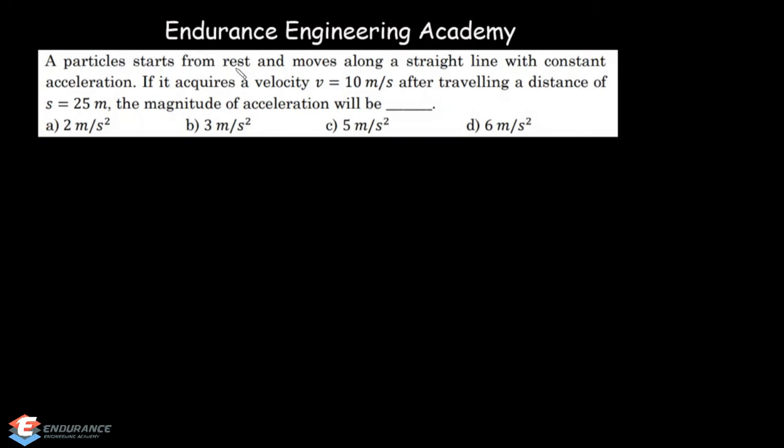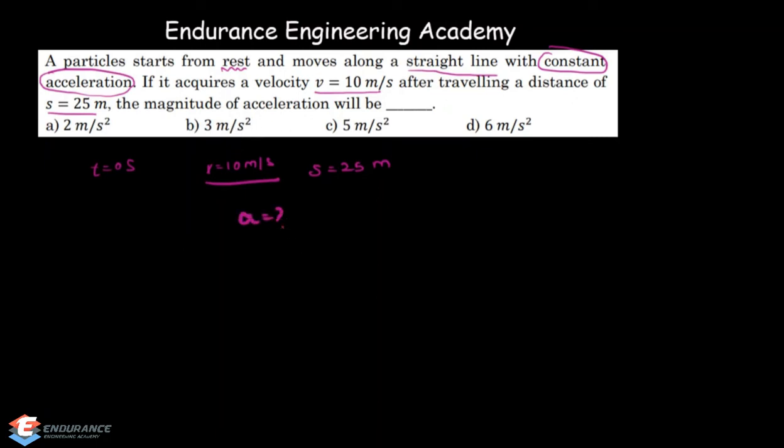A particle starts from rest, which means at time 0 seconds, and moves along a straight line. It's a rectilinear motion with a constant acceleration. As we know, constant acceleration means I can use the three equations which we derived. It acquires a velocity of 10 meter per second after traveling a distance of 25 meters. Now they are asking what is the magnitude of acceleration.